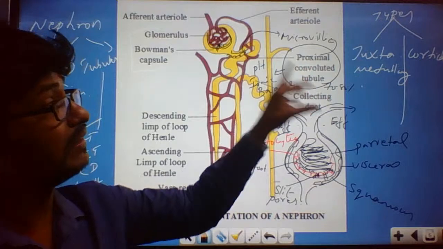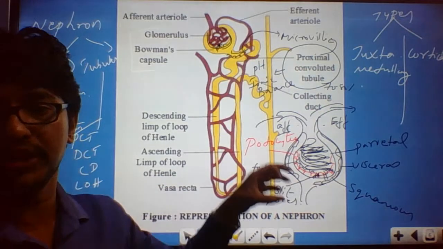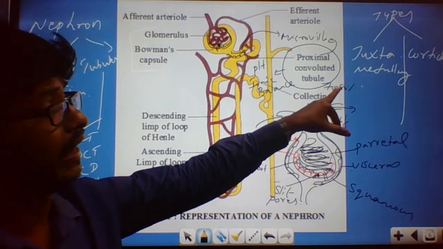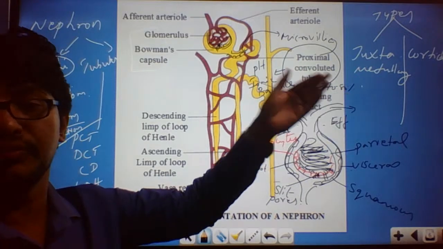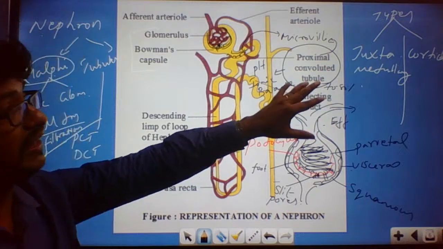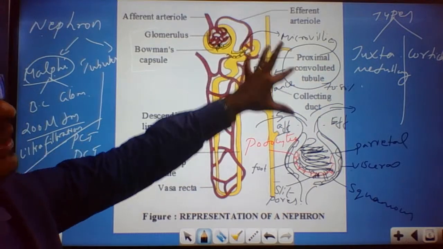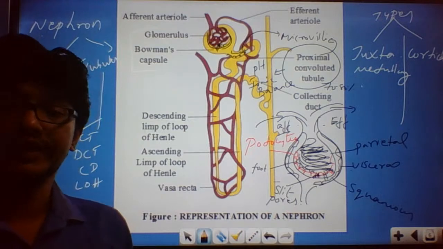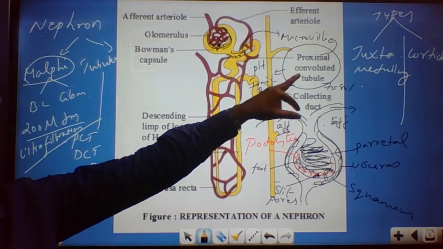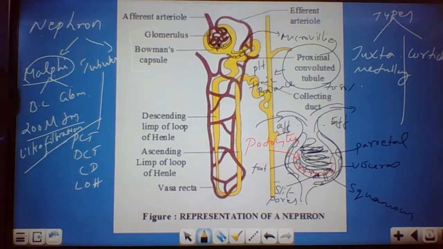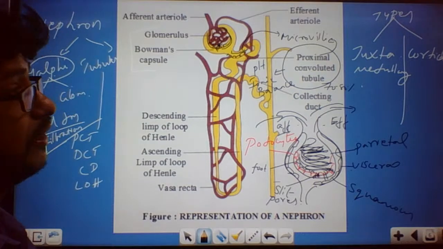Most of the absorption happens in the proximal convoluted tubule. Of the filtrate left after ultrafiltration, around 70 to 80% of the absorption mechanisms get completed in the proximal convoluted tubule, where much of the water as well as electrolytes is absorbed. That is the function of the proximal convoluted tubule. Coming to this part, that is cortical nephrons and juxtamedullary nephrons.